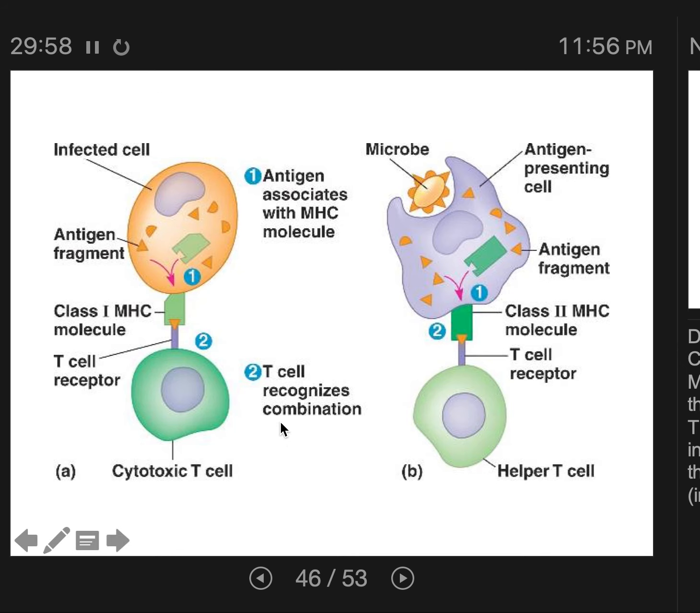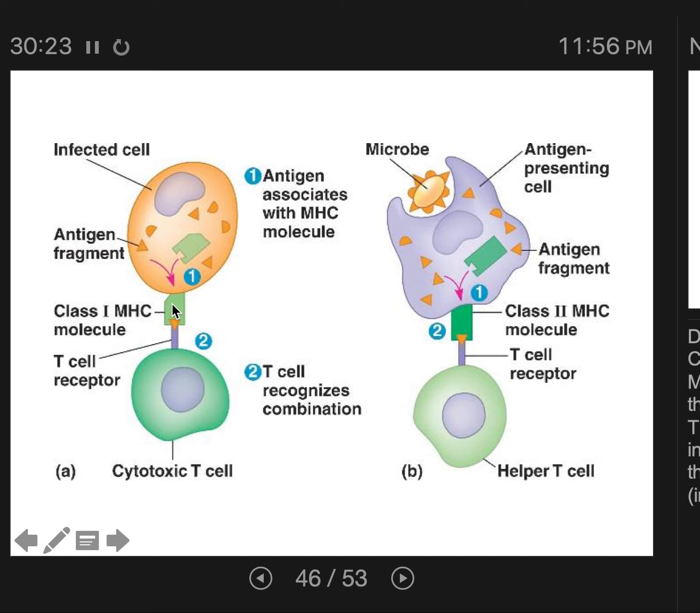In this slide, you can see the difference between the cytotoxic T cell and the helper T cell. So in both cases, they're binding to, so in the cytotoxic T cell diagram, you don't know what kind of cell this is. It could be an immune cell, it could be any cell in your body. So this is a cell that's been infected. Because it's infected, it's not in control of this pathogen.